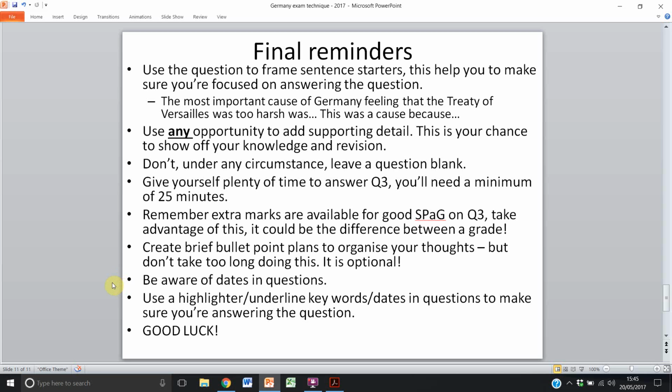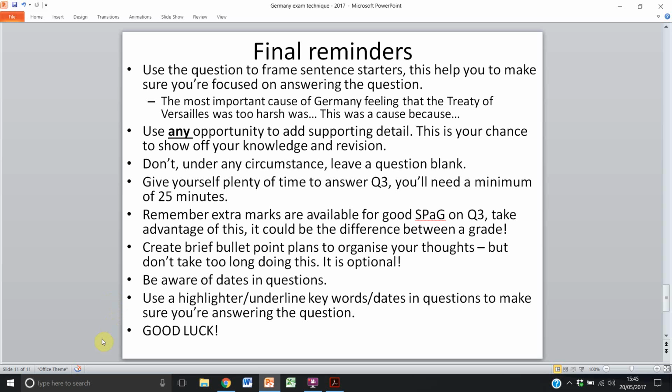As I mentioned earlier, be very, very aware of dates that are in questions. Do not write about events that aren't linked with the dates that are given to you. And take that highlighter in and underline keywords, key dates, command words, things like that, to make sure that you're focused on answering the question.